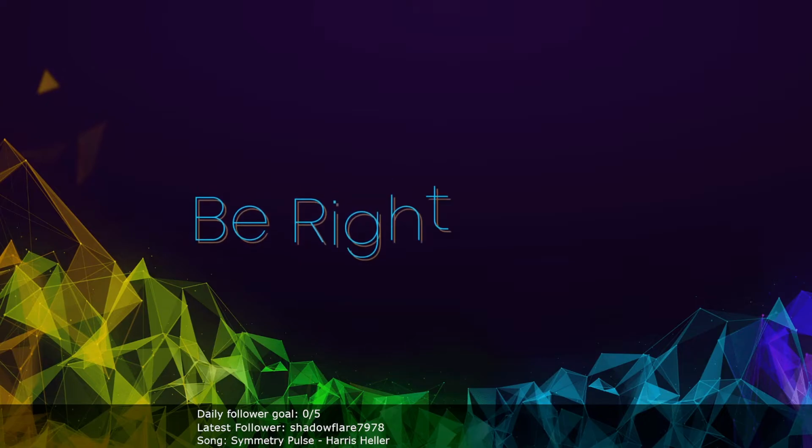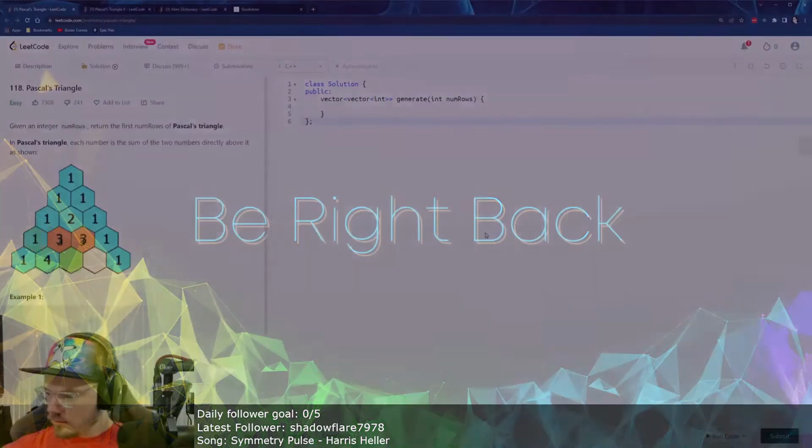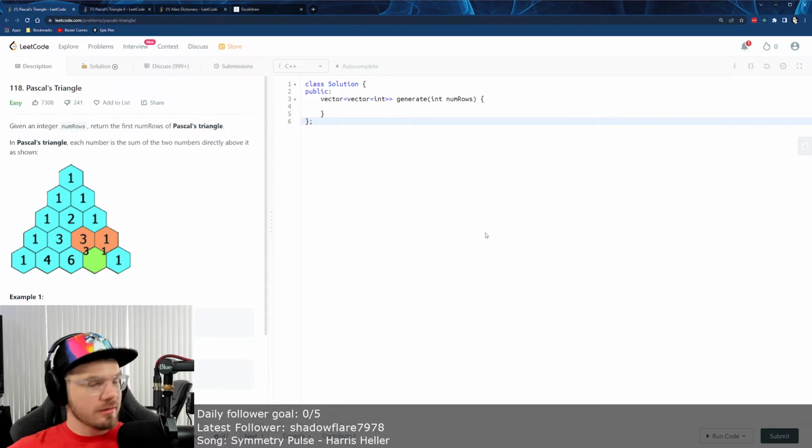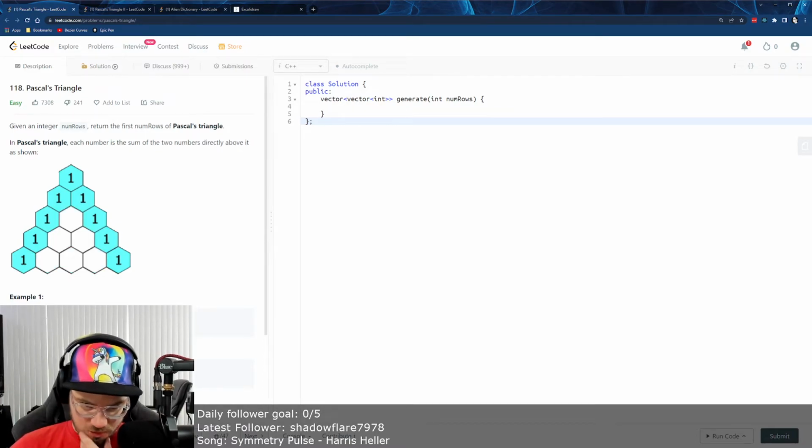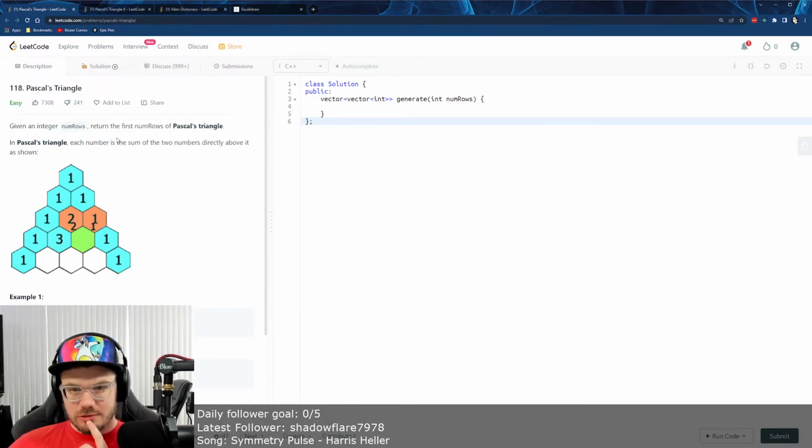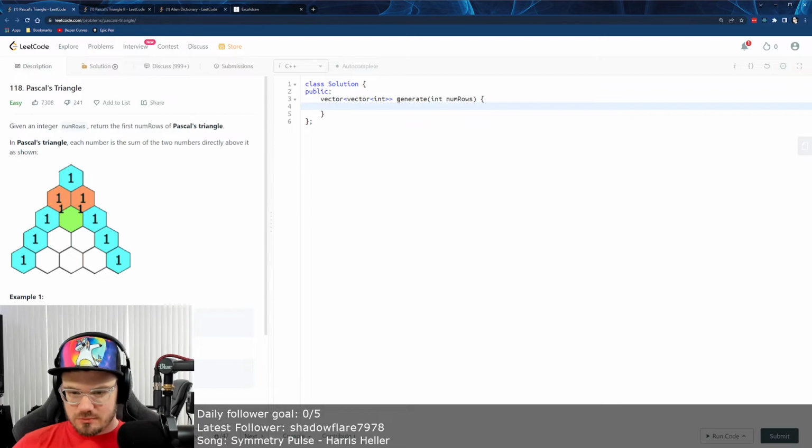Okay, now I'm back. Let's go. All right, so let's look at Pascal's triangle. Given an integer numRows, return the first numRows of Pascal's triangle. Each number is the sum. Okay, yeah. So this one's extremely straightforward.